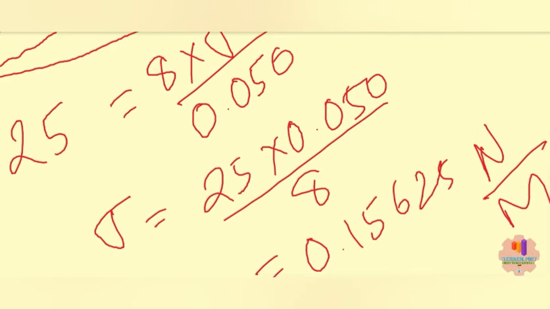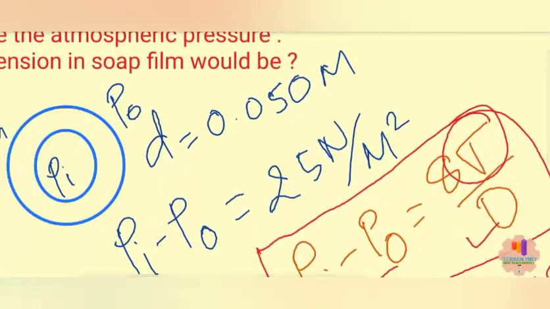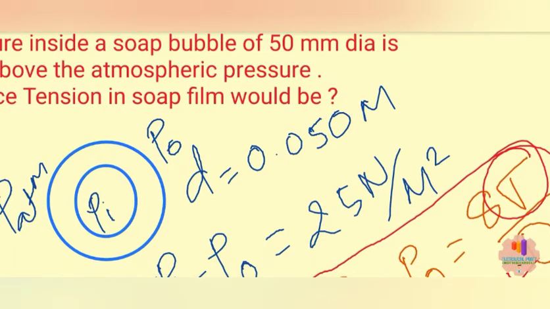So this is the answer for today's question. We can say the surface tension in soap film will be 0.15625 Newton per meter.